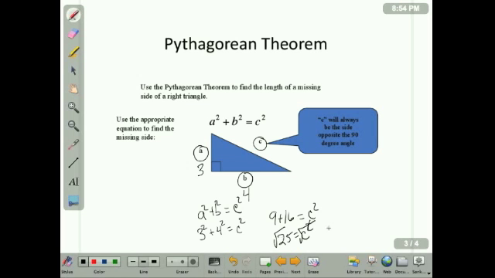C is equal to the square root of 25, and in fact 25 is a perfect square. C is equal to 5. So in this example, the hypotenuse is 5 units.